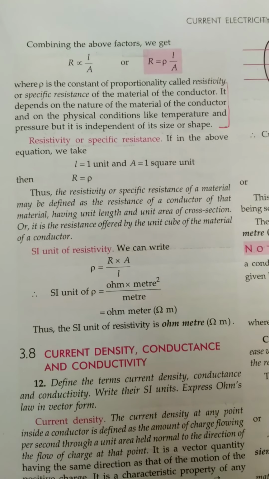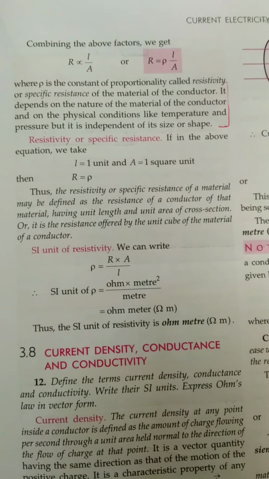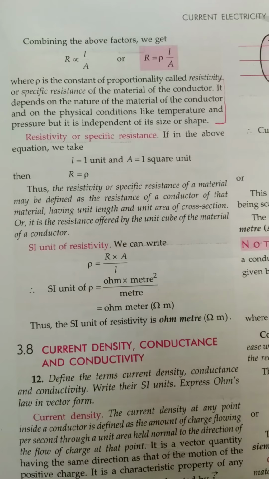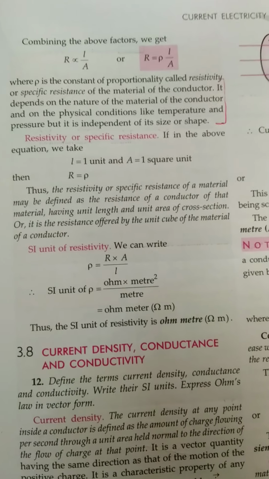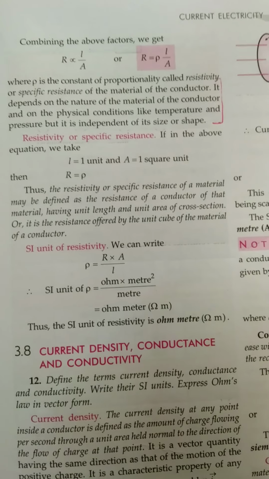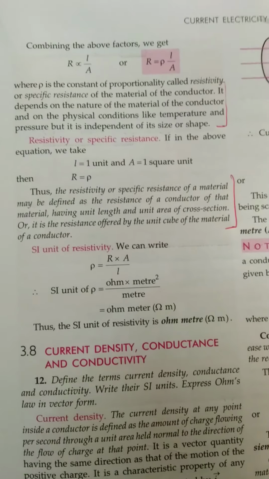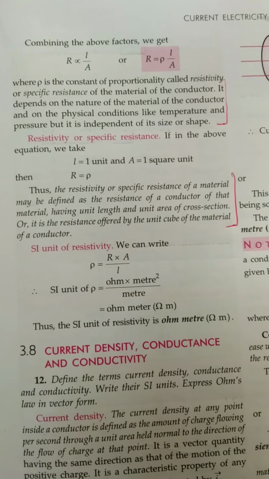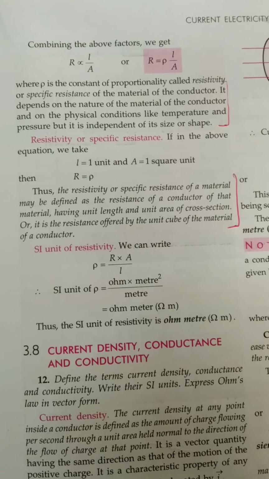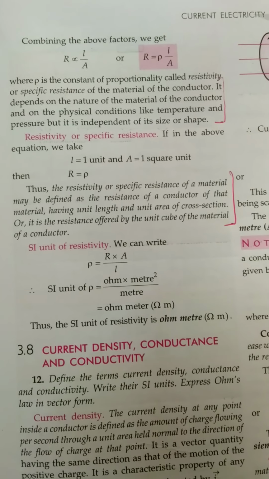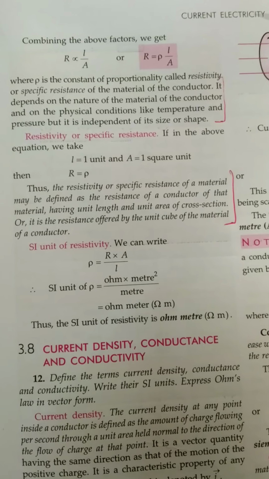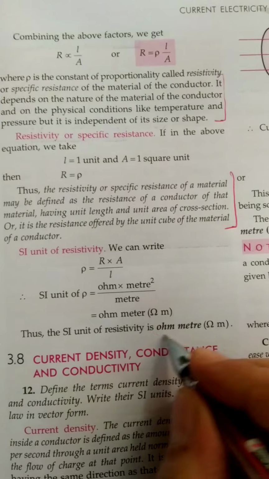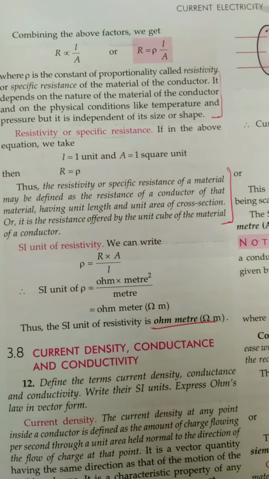If we consider L is equal to 1 unit, A is equal to 1 square unit, then R is equal to rho. Underline this definition and learn this. Resistivity or specific resistance may be defined as resistance of a conductor having unit length and unit area of cross section. SI unit of resistivity is ohm meter. ये आप पहला कर चुके हैं.